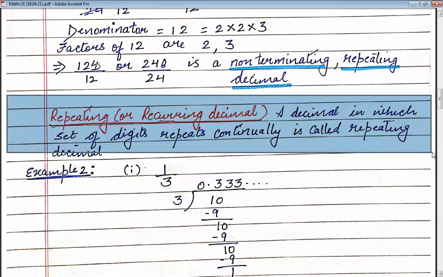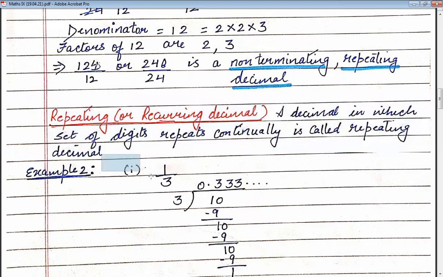Now children, a decimal in which the set of digits repeats continuously is called a repeating decimal. Repeating means it is repeating continuously. Okay. Now to understand this repeating decimal, let's have an example. Your first example is 1 upon 3. Now let's convert this into decimal.